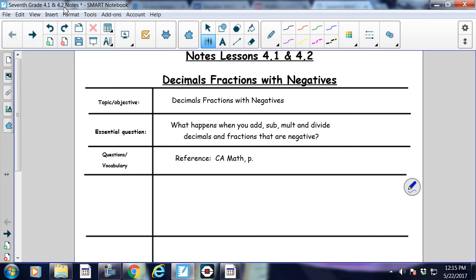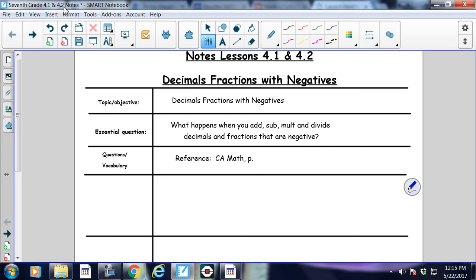Alrighty, this is Mr. Vaughn with the 7th grade material for the beginning of Chapter 4. This will cover lessons 1 and 2. Basically, coming down to what are we talking about? We're talking about decimals and fractions with negatives.